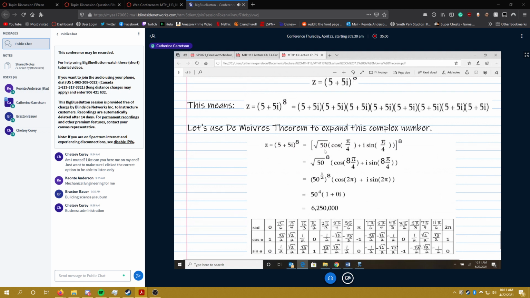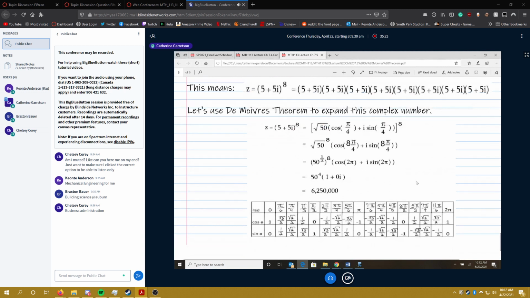So we've got our complex number in trig form. Now to raise this to the 8th power, I raise the r to the 8th power. And then I multiply the angle of sine and cosine by 8. This becomes 2 pi. And this is 2 pi. So I go to my trig table and I find 2 pi. The cosine at 2 pi is 1. The sine is 0. So this is going to be 0 times i, which will be 0. And this will be 1.